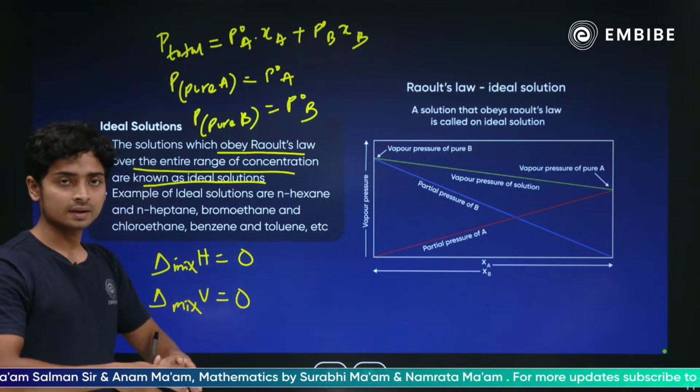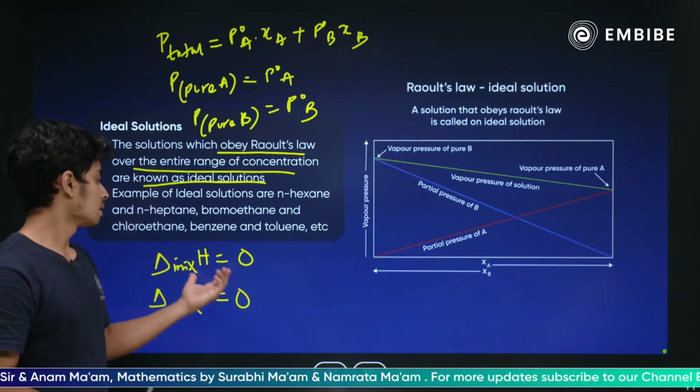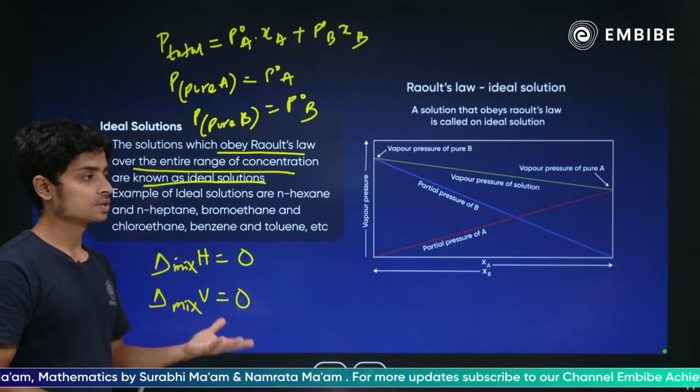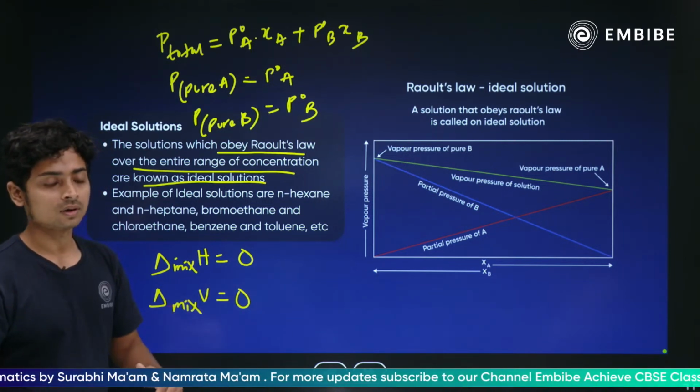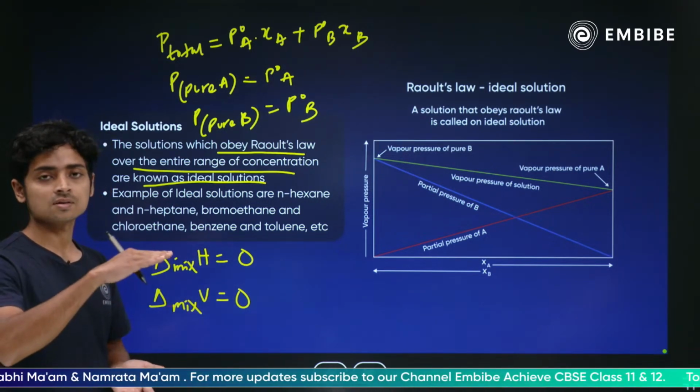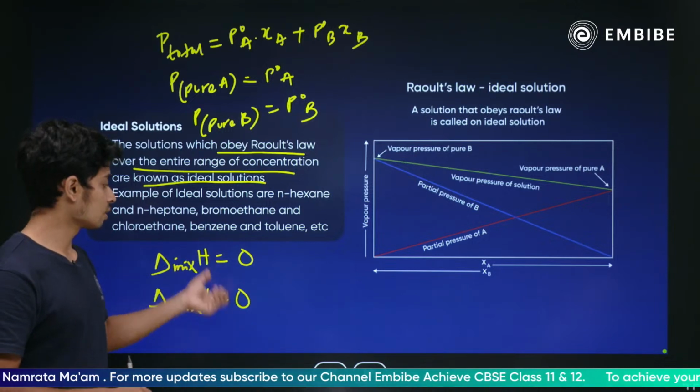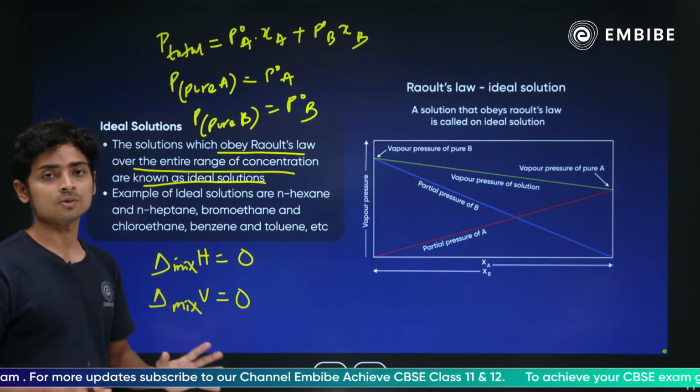So if you are forming an ideal or near ideal solution, the mixture won't become hot or cold, and the volume won't increase or decrease. If they are following these two points, then they are said to be ideal.